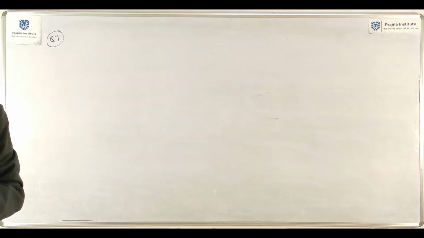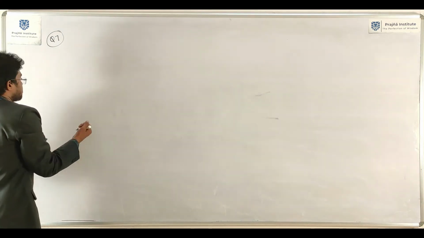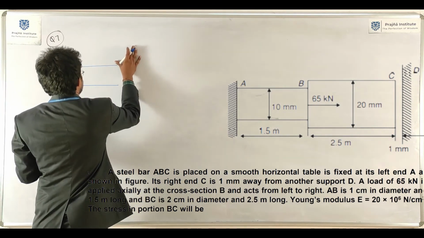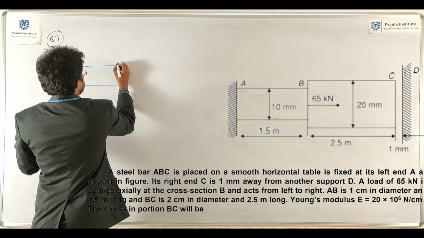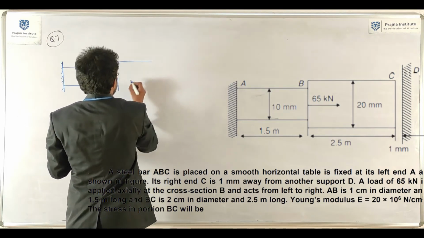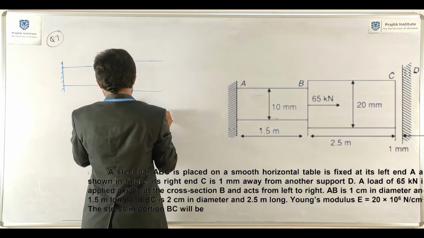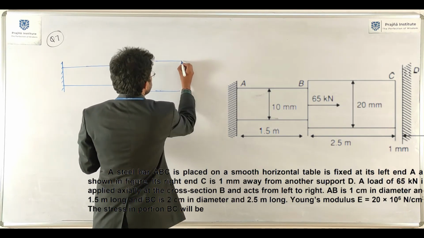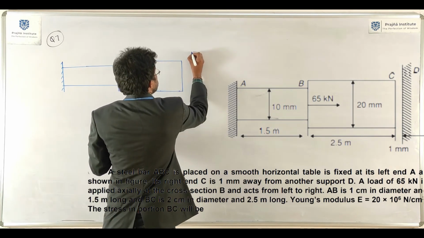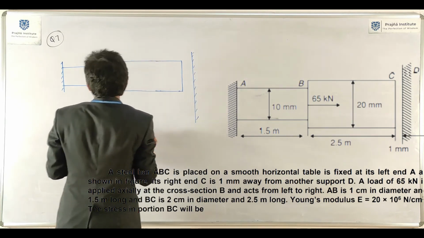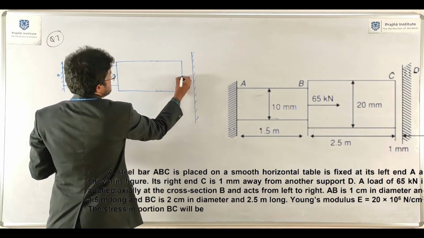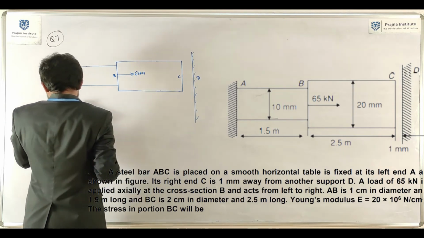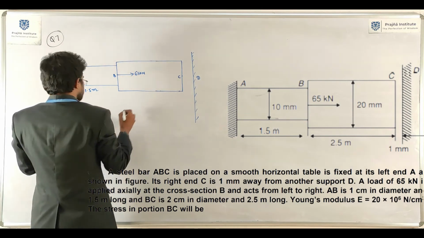Okay. Next, question number 7. First draw the figure. They explain the figure in a proper way. After that, from here to here, some delta gap is given. So here it is A, B, C, D. What is the load acting here? 65 kilonewton. 1.5 meter and then 2.5 meter.